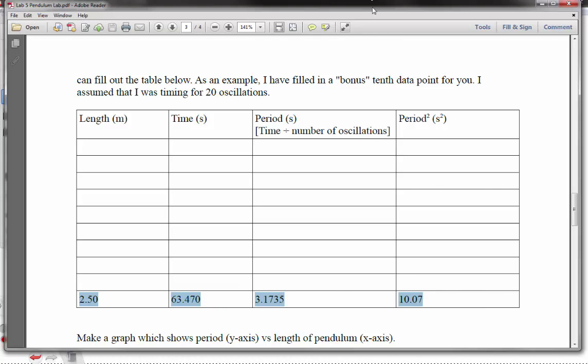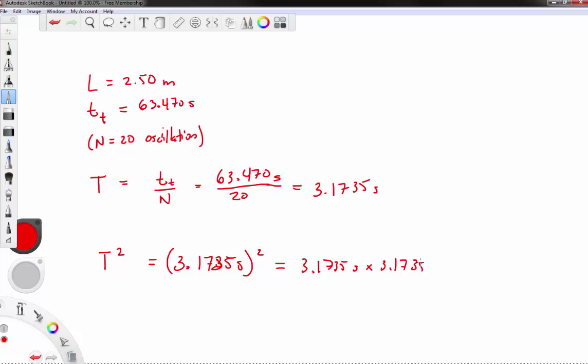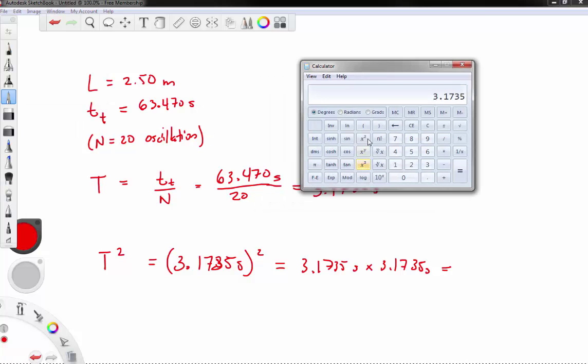Now we do the period squared. So the period squared thing would look like T squared equals 3.1735 seconds squared. That's the same as 3.1735 seconds times 3.1735 seconds. So I can actually throw that into the calculator. Again, there's actually a squared button, so we'll push that.